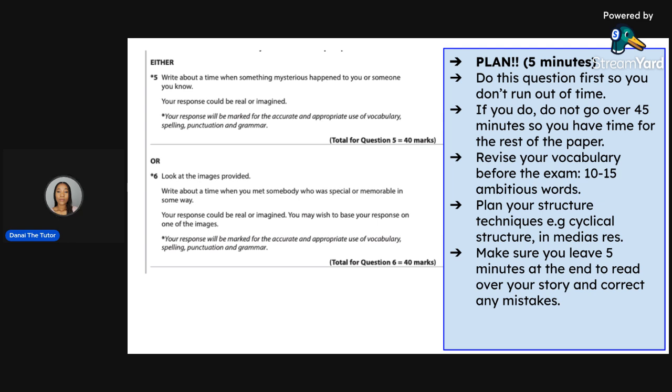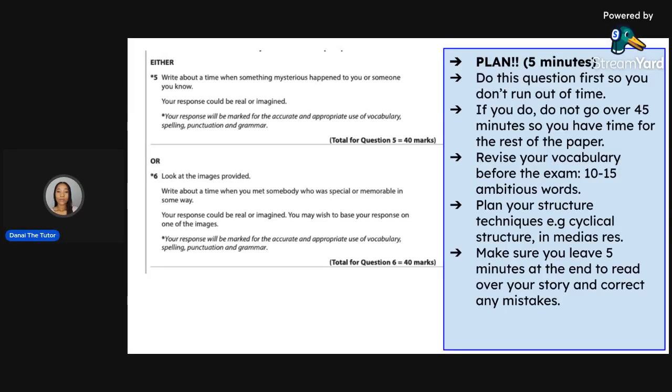There's a lot of planning that you can do before the exam, including thinking about drafting, a plot, maybe some characters, and then once you get into the exam, you can actually fit some of those ideas into whatever question you're given. So I would advise doing that. Revise your vocabulary before the exam. So maybe 10 to 15 ambitious words that you know what they mean, you know how to use them, and you know how to spell them.